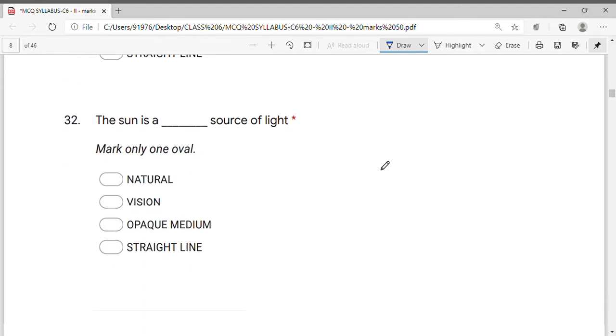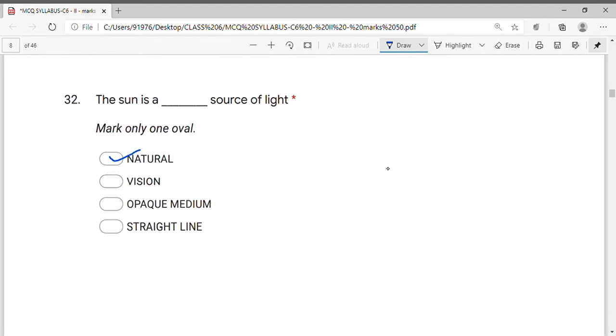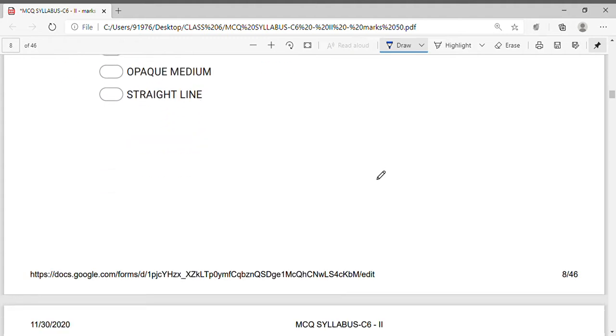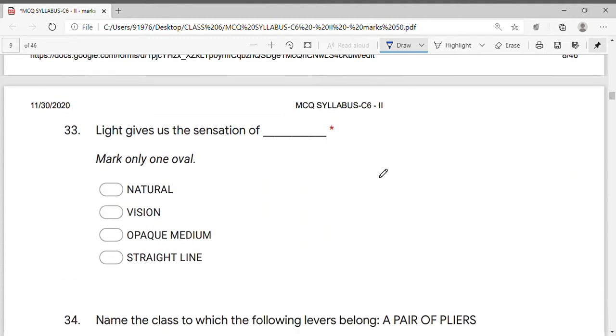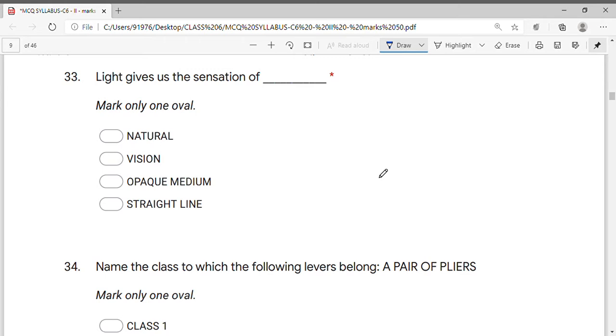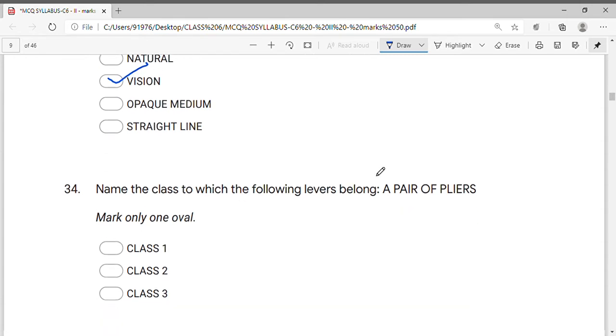The sun is a natural source of light. We have not created it, it is naturally available to us. Light gives us the sensation of vision. We can see things because of light.